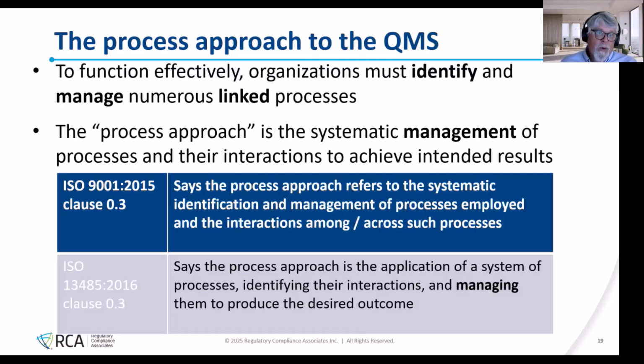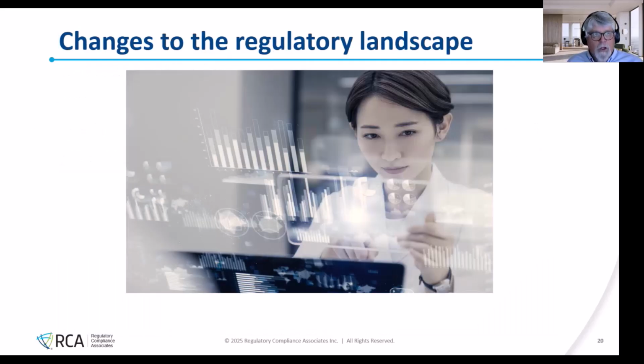So going into it, we look at the quality management system, and it says system in there. We have to take the systems approach, which then one level down is the process approach, right? We're breaking it up. And so we're looking to make sure that the processes are connected correctly, that they're talking correctly, and that they are interdependent. So let's look at some changes to the regulatory landscape.